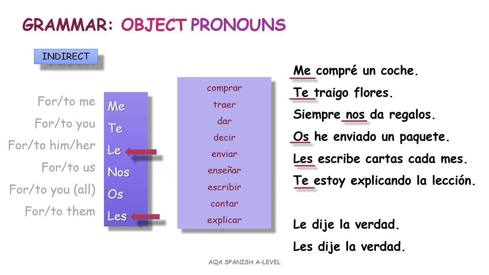A very common mistake involves the verb "decir", to say or to tell. In English, we say I told her, but in Spanish, it's wrong to say "la dije". It must be "le dije" or "les dije", in this case, "la verdad". Okay, now let's go to learn about the position of these pronouns.